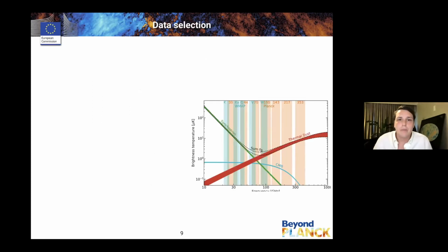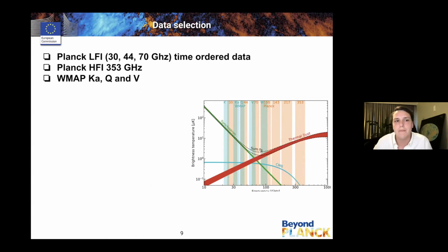So we must explicitly talk about the data included in our model when we talk about our spectral index results, because as you know, this is our data set. It's the LFI time-ordered data.